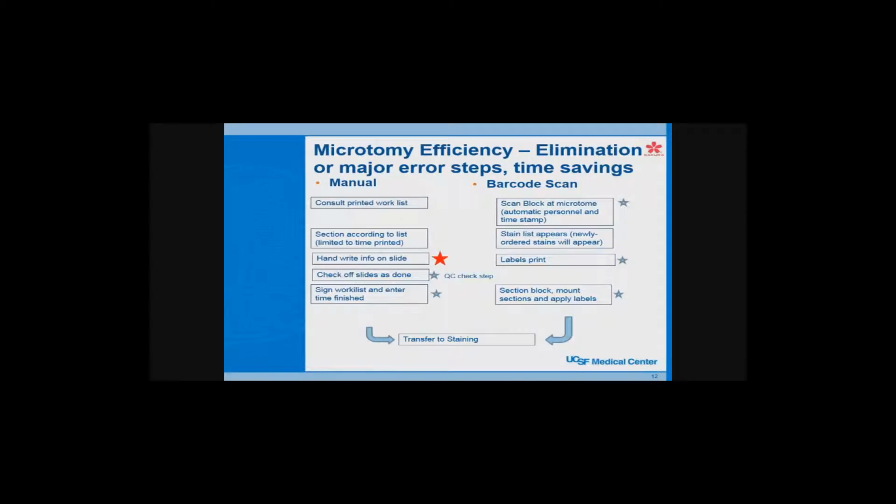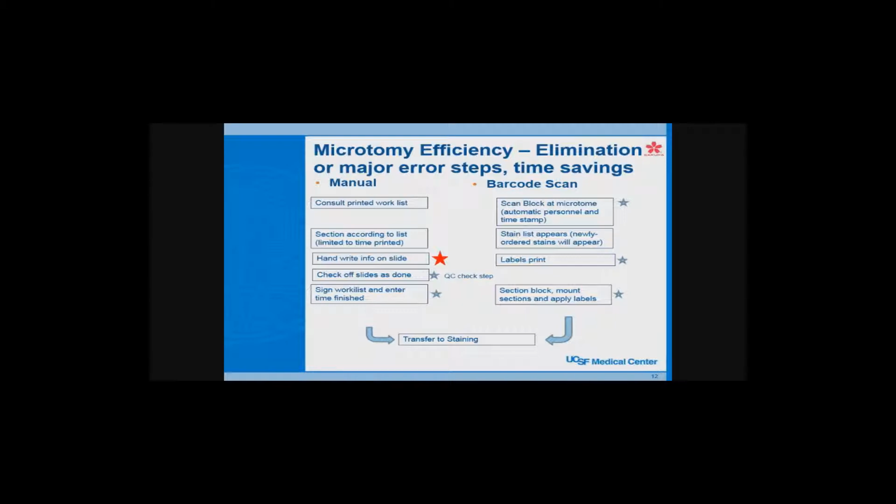And what we do now is we simply scan the block into the batch to begin with after grossing. Then we scan the block, and that takes it off the process log. And once embedding is done, we simply reconcile missing blocks, in other words, blocks that are still on the log. And usually there's none of them, so it makes it a much easier process.